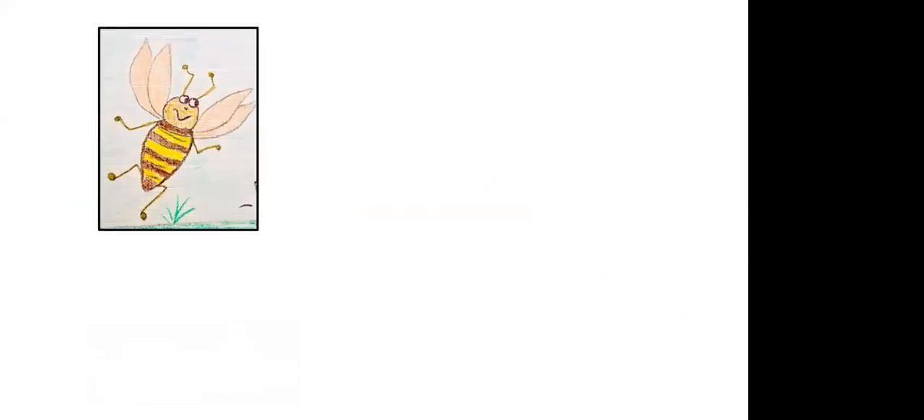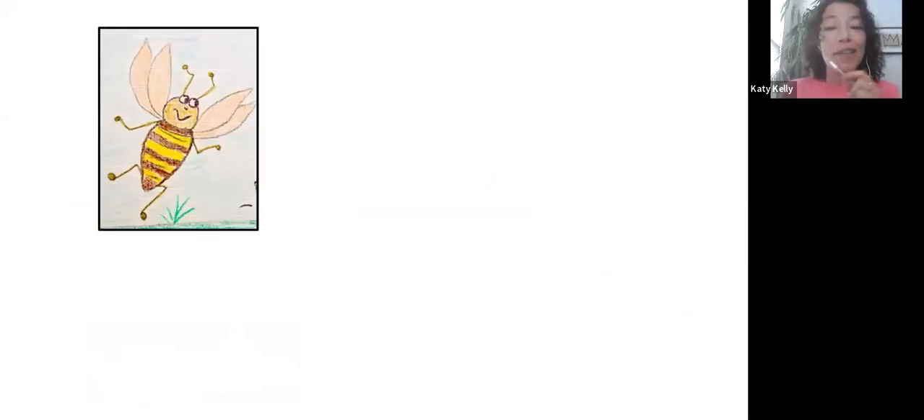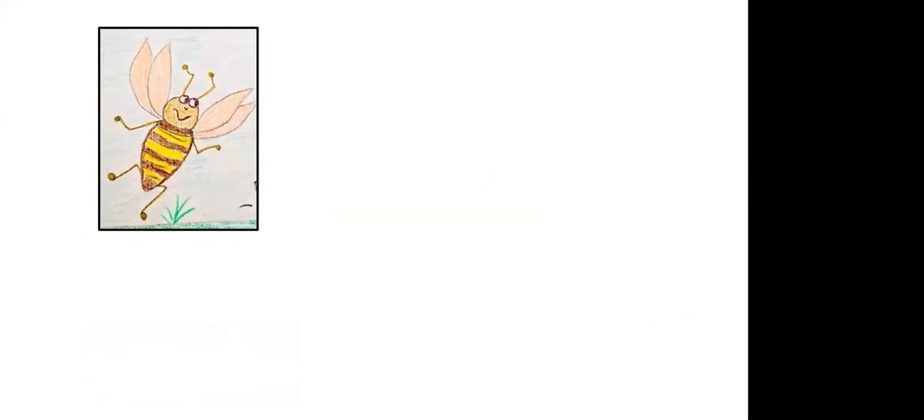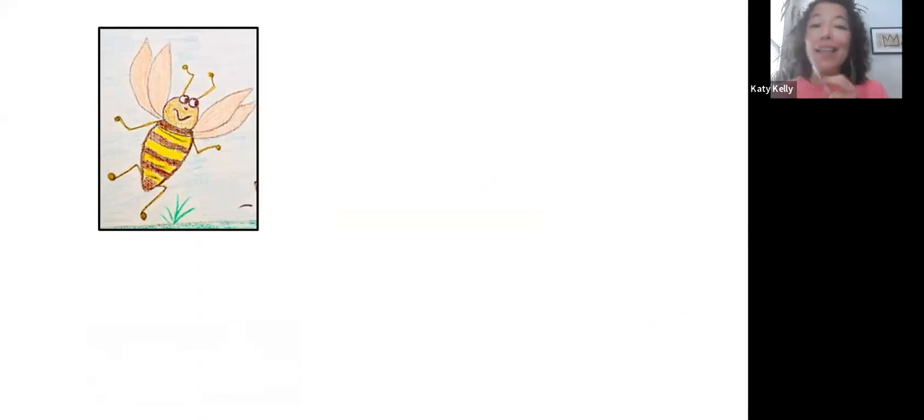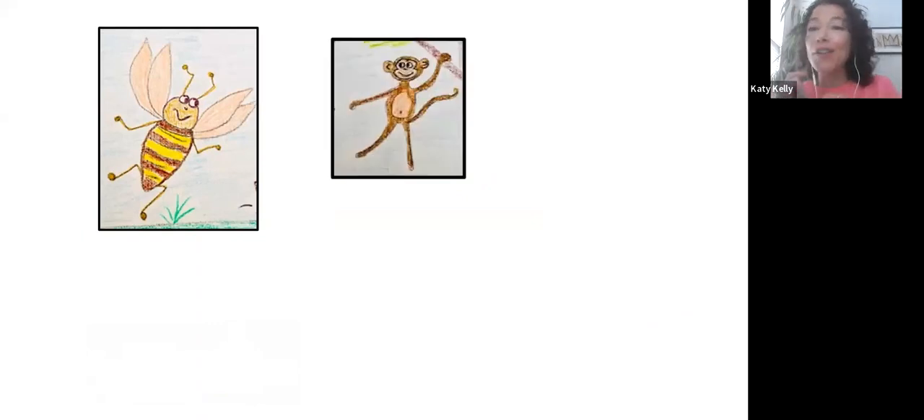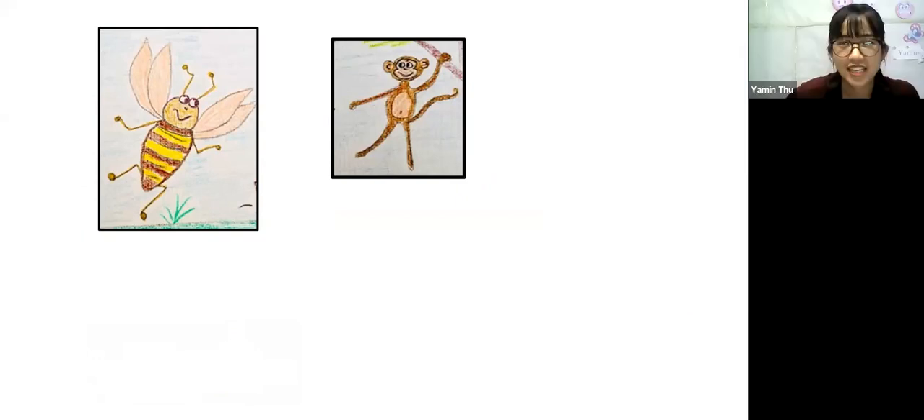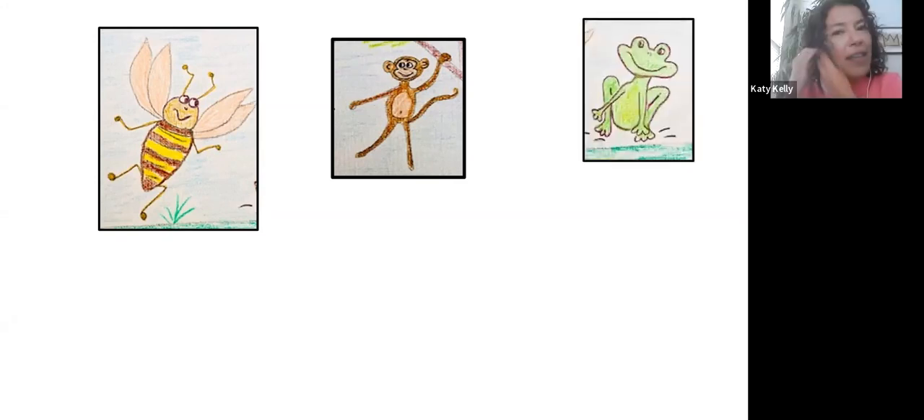So, what can you see? What's that? It is a bee. Fantastic. Yes. In fact, it's Bella Bumblebee. Now, what about this? What can you see? Monkey. Excellent. Fantastic. Yes, it is. And what about this one? It's a frog. Lovely. Good job. Perfect.